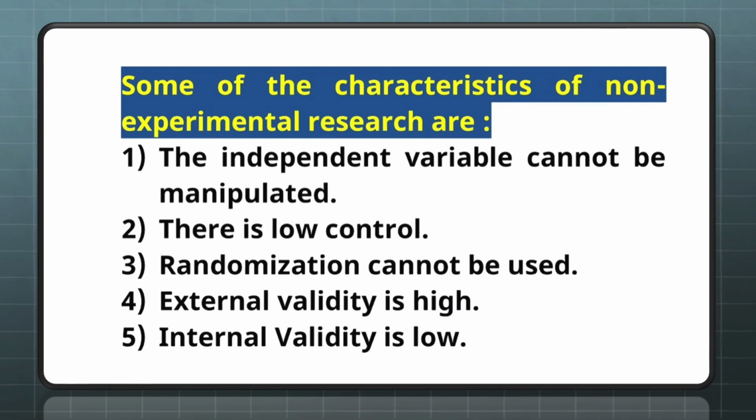Randomization cannot be done. As I told you, now we have only 5 cases of brain damage, randomization is not possible. We have only 10 single mothers, randomization is not possible. And if randomization is not possible, that is the limitation of the research, biases can emerge. External validity is high.